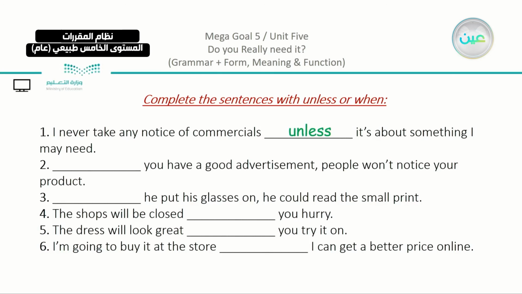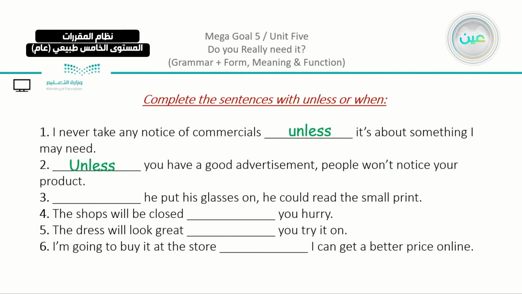Blank, you have a good advertisement, people won't notice your product. So if you have a product, people won't notice it, but there is a condition. If you want them to notice, you have to have a good commercial. So we can use the word unless also. Note that you have it here at the beginning, so we have a capital. Unless you have a good advertisement, people won't notice your product.